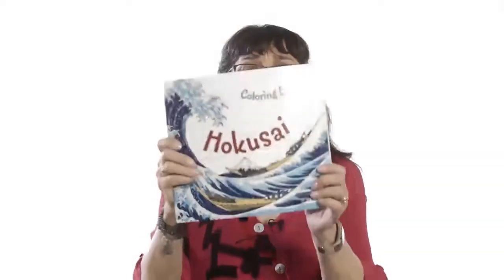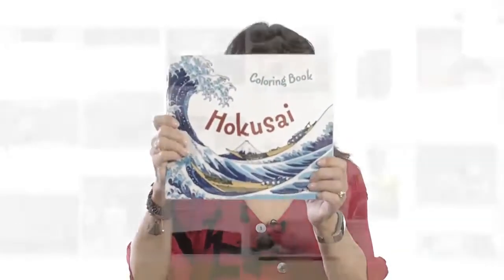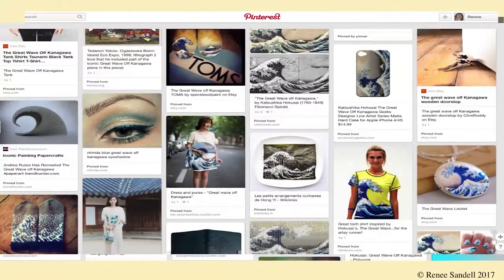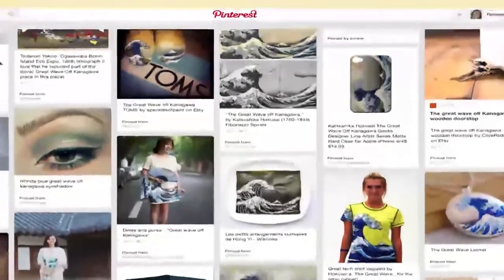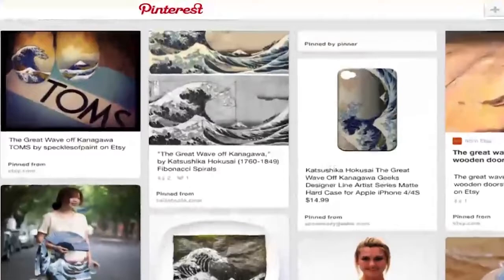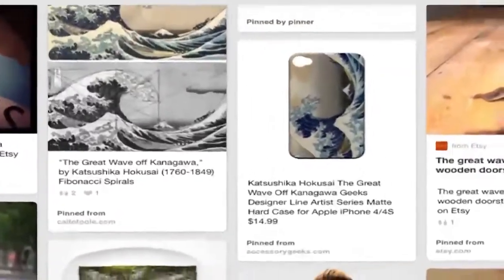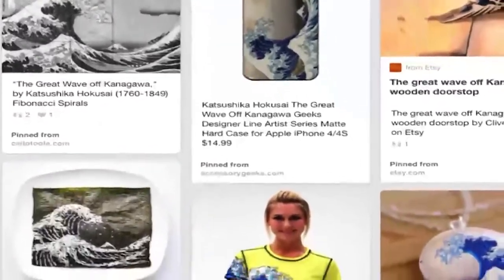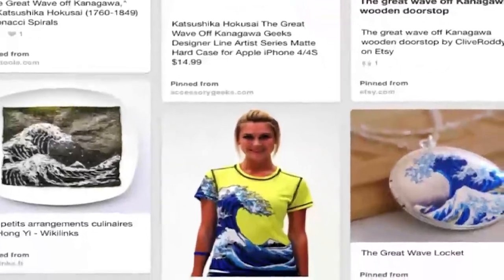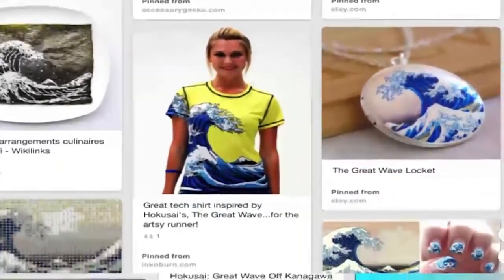I have a luggage tag, a foldable shopping bag, and even found a Hokusai coloring book. If you take a look at my Pinterest board, which I entitled Great Waves, you can see the range of visual uses of this icon in visual culture. And Pinterest helps us be curators as we collect and share visual information.